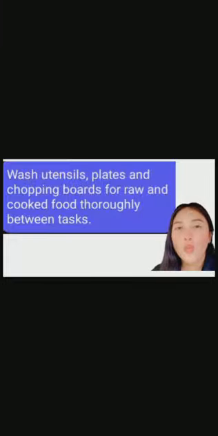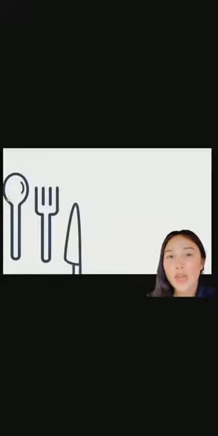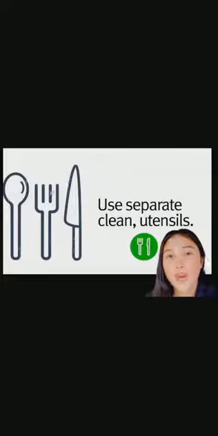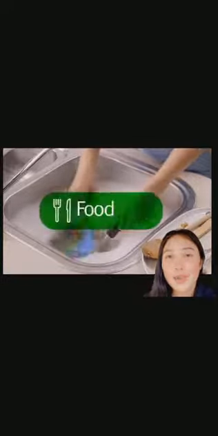The second way to prevent contamination is to wash utensils, plates, and chopping boards for raw and cooked food thoroughly between tasks. This way helps individuals to stop the spreading of bacteria, viruses, and even parasites within the workplace.